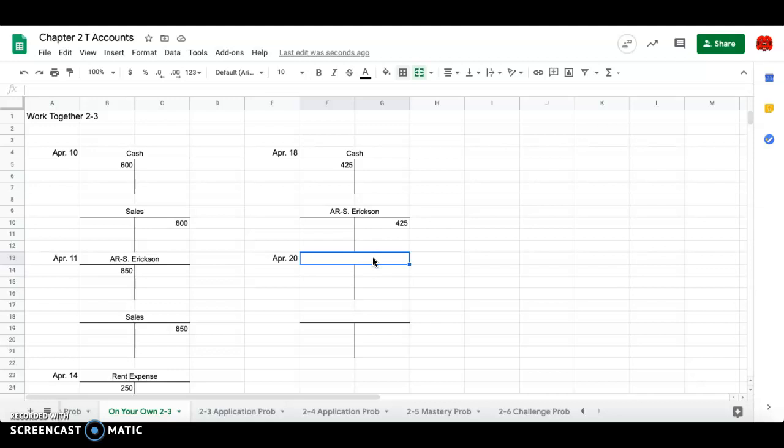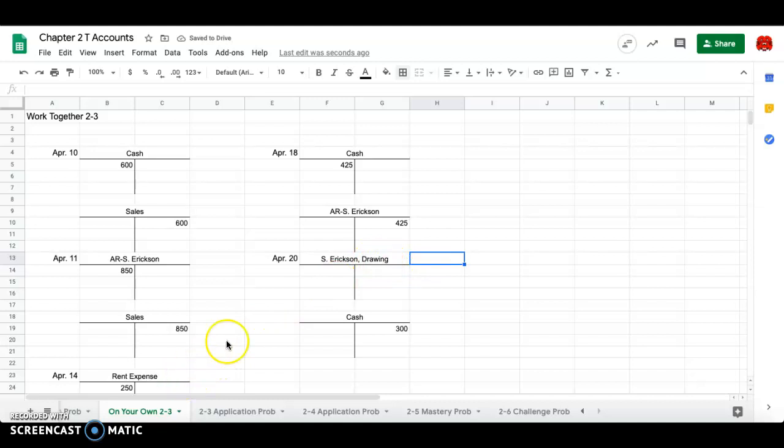And then this one, on the 20th, it says that you paid cash to the owner for personal use. Okay, so paid cash, that tells me I'm losing money. So I'm going to go down here and I'm going to put cash, because I know cash is going to be a credit, because I'm paying cash to the owner for personal use. So I'm taking money out. Now, remember, we introduced this. And anytime the owner takes out money for personal use, it's going to be the drawing account.